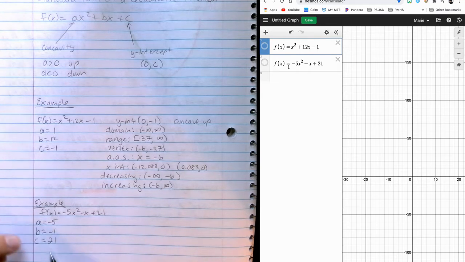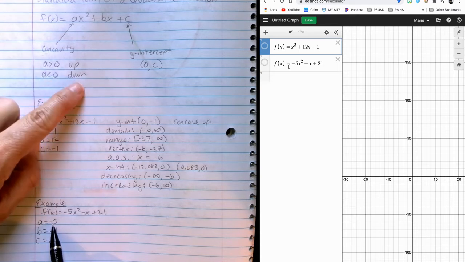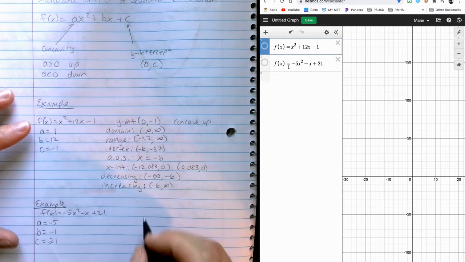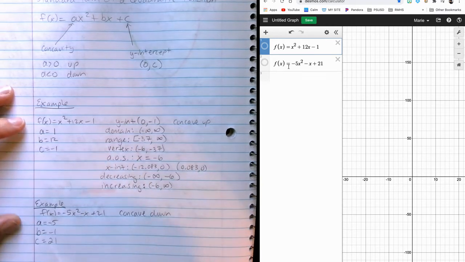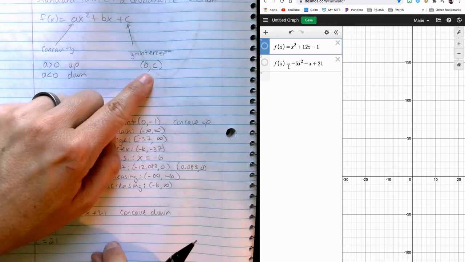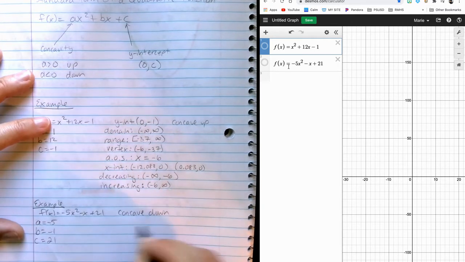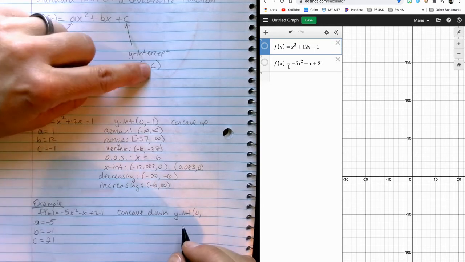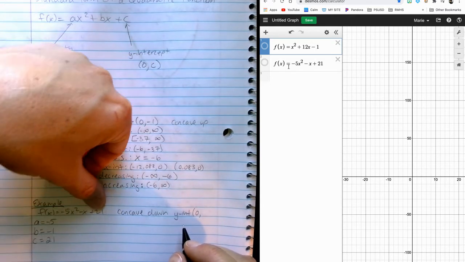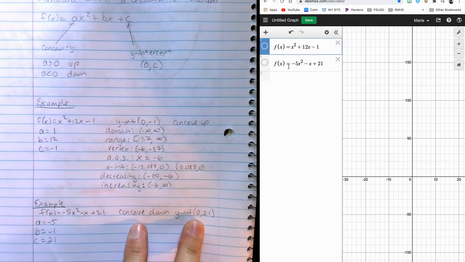So we can see here that our A value is going to be a negative number. And remember, if the A value is less than 0 or negative, it's going to be concave down. So we already know the concavity is down. Now remember, the other benefit to having a standard form is now we know what the y-intercept is. So the y-intercept is going to be the C value: 0, comma, and then whatever that number is. So I look here and I realize it's +21. All right, so this is all that standard form gives me.